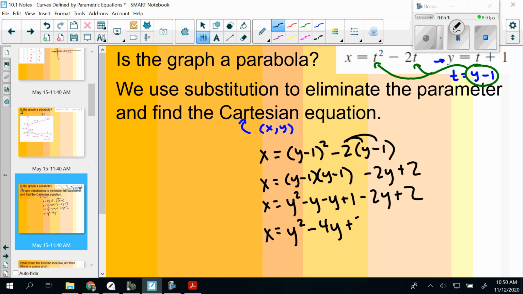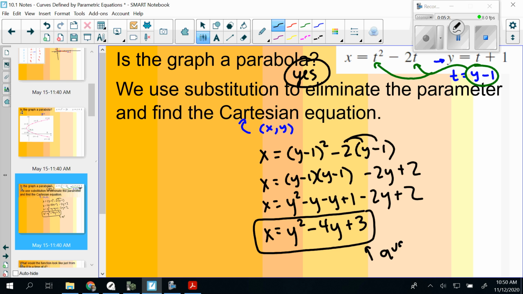this equation. So is this a parabola? Again, yes. This is in the form of a parabola. It's a quadratic. So we did in fact get a quadratic. It's in the form of a quadratic that we've seen before, except it's y instead of x. It's on its side.